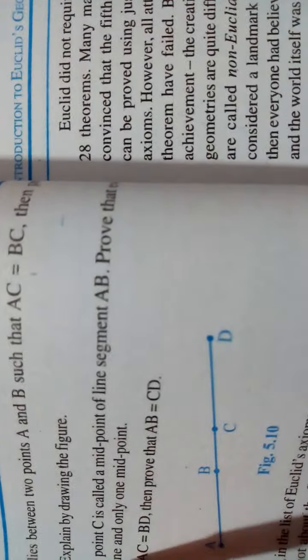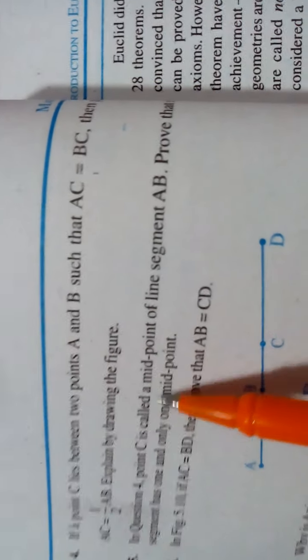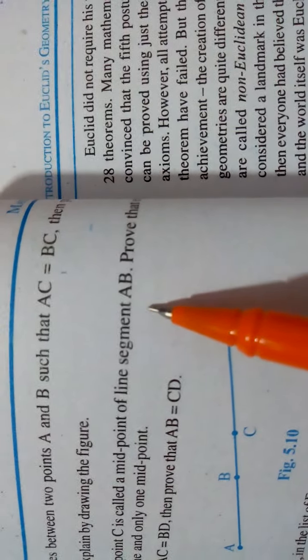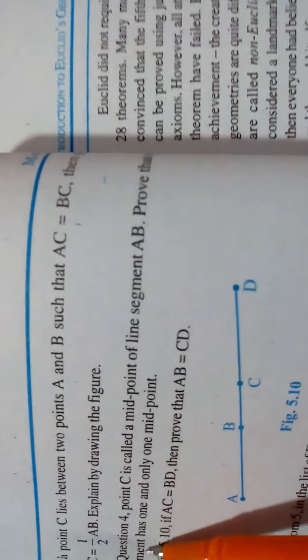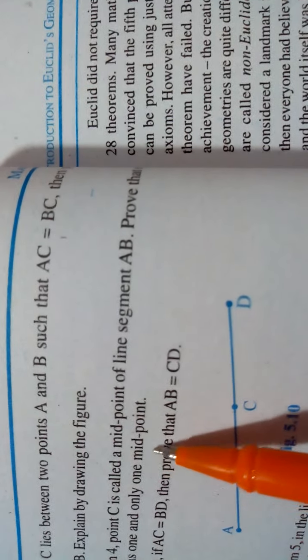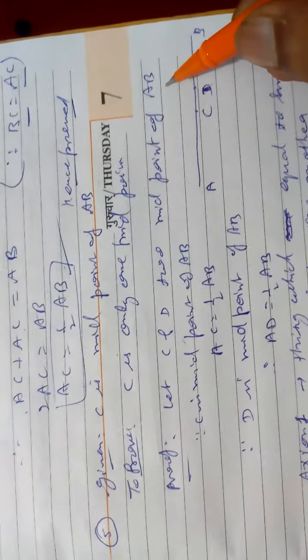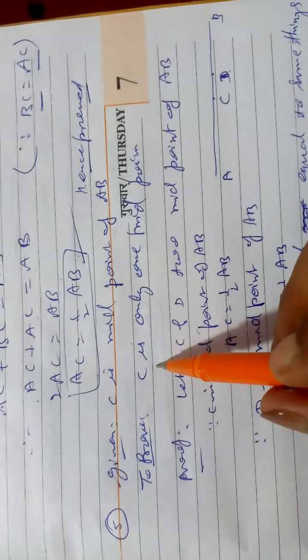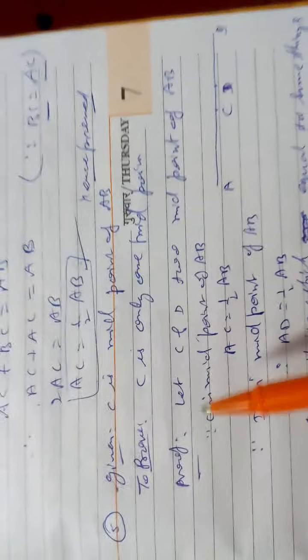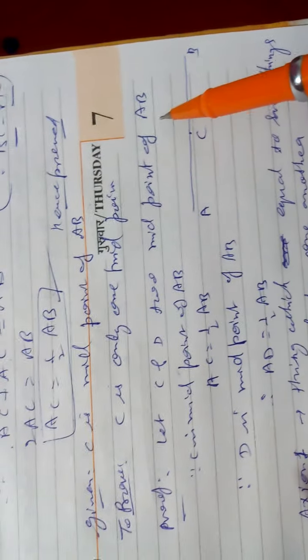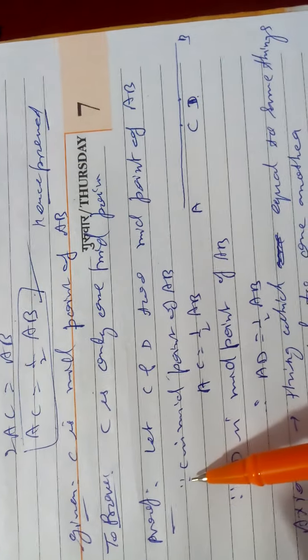Question number 5 is given on the same question. In question number 4, C is called the midpoint of AB because it is half. So prove that any line segment has one and only one midpoint. You want to prove this. So C is a midpoint of AB. Let another point D also be a midpoint of AB. This is proof by contradiction. You want to prove C is the only one point. So let C and D be two midpoints of AB.